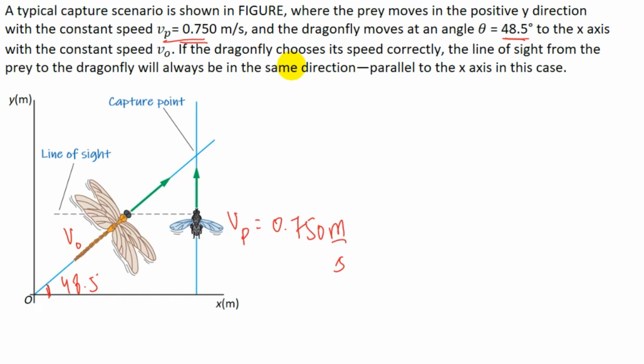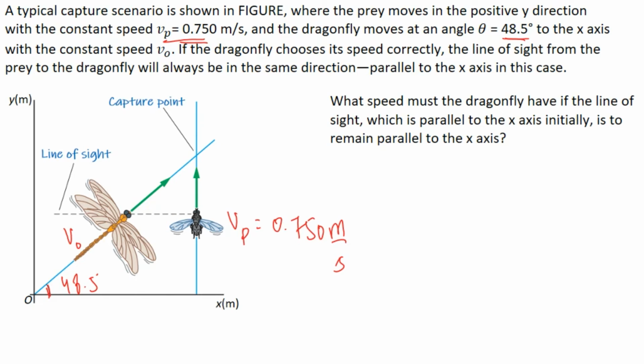Now if the dragonfly chooses its speed correctly, the line of sight from the prey to the dragonfly will be in the same direction, parallel to the x-axis in this case. So what they are saying is that if the dragonfly chooses the speed correctly, then this is the line of sight, and this will remain parallel to the x-axis. This is what they are saying. Now let's discuss the first question based on this passage. So this is the first question.